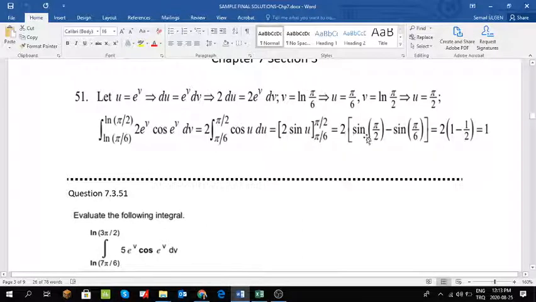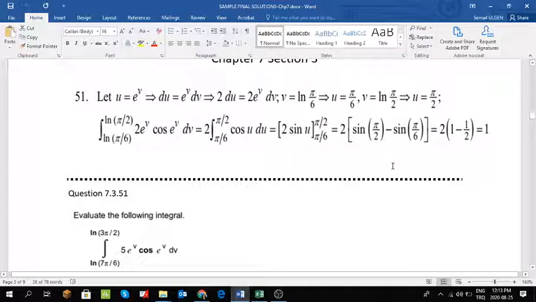It is 2 times sine pi over 2 minus sine pi over 6, 2 outside. Okay, we factor it out. Sine pi over 2 is 1, sine pi over 6 is 1 over 2. This minus this is 1 over 2, and we get 1 as the answer.